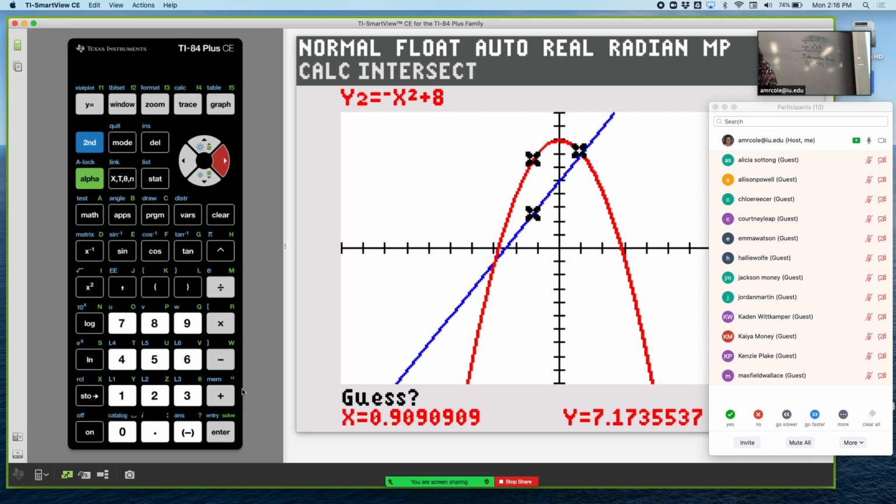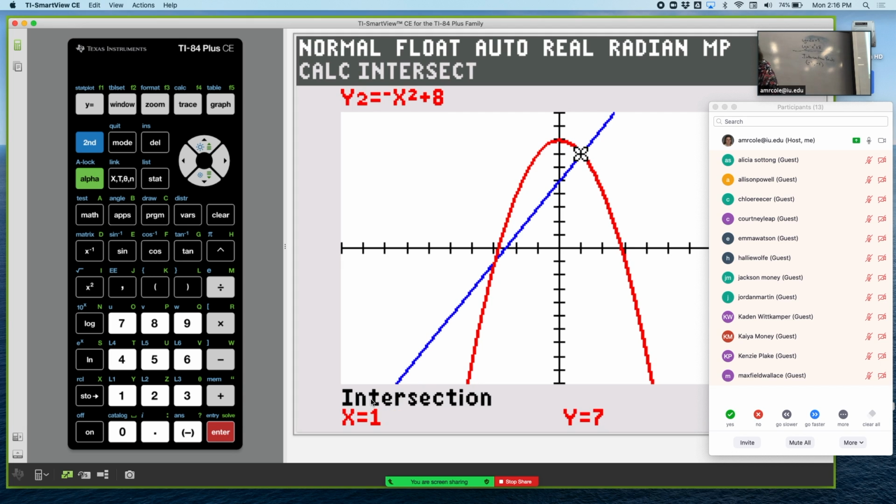Doesn't have to be perfect. I'm going to hit enter, and it's going to spit out 1, 7. It gives me the x value down here. It gives me the y value. So my other intersection point is 1, 7. So I can find the intersection points of where those two graphs cross.